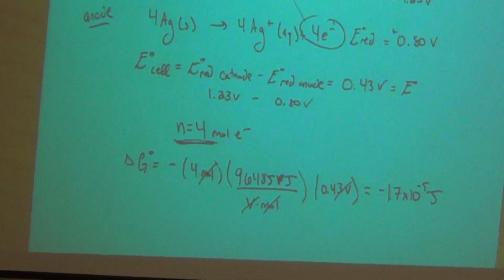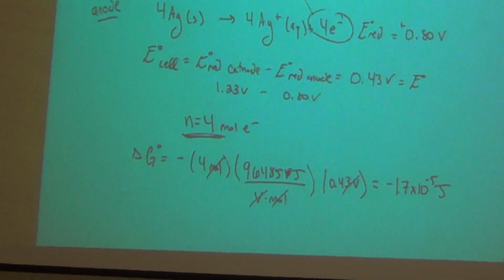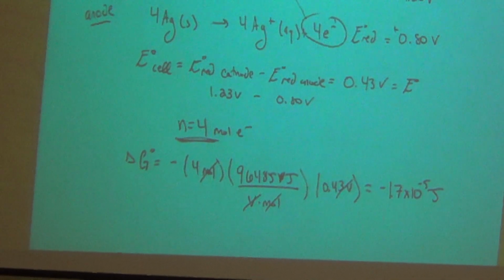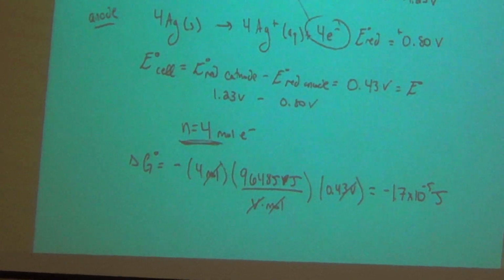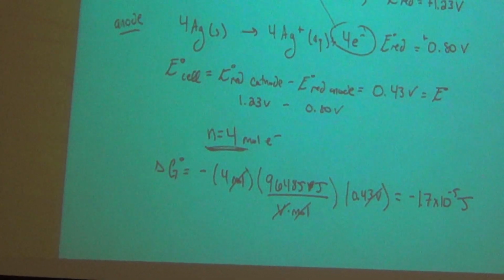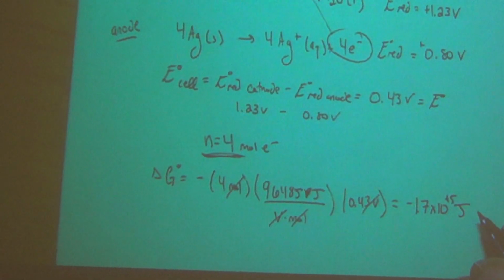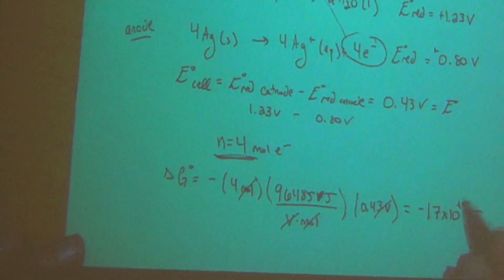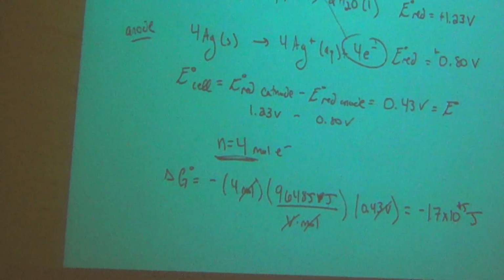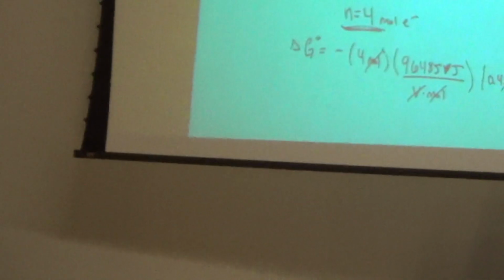Is this a favorable reaction? Based on the sign of delta G, is this thermodynamically favorable? Yes, it is. Oh no, did I do this wrong? Oh, it's to the fifth? Oh, sorry. Okay, thank you. Positive 5? Sorry, that must have been a stray pencil mark or something right there. My bad. All right, is that right now? You guys agreeing with me? Negative 1.7 times 10 to the fifth joules? Okay, sweet.